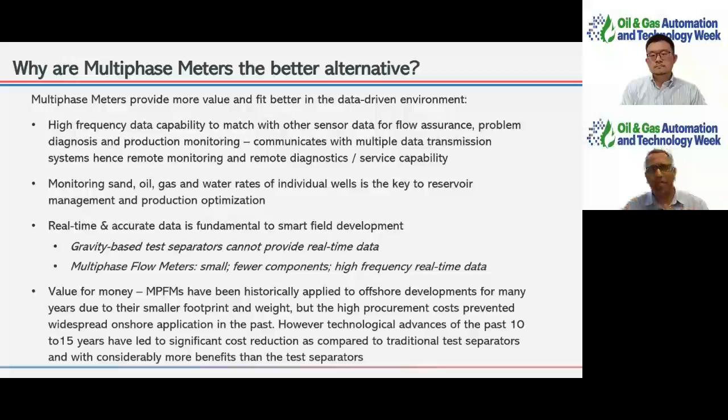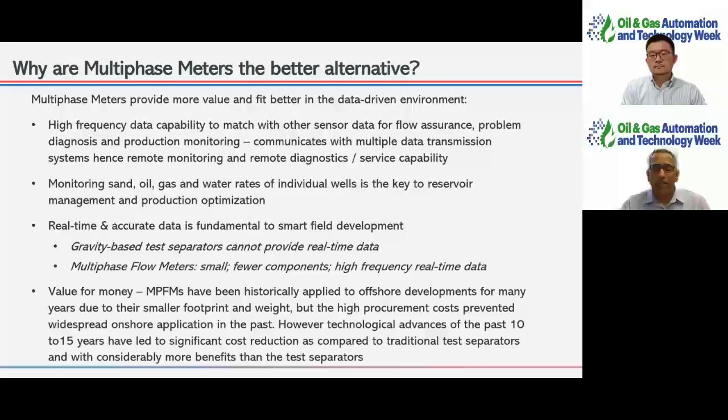When you look at the size of these meters, the footprint, the weight, these are, again, much smaller with much fewer components, and less maintenance prone. And coming to the important part, which is there for all operators, in terms of what's the value for money.